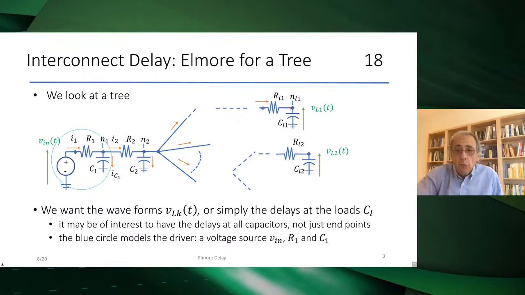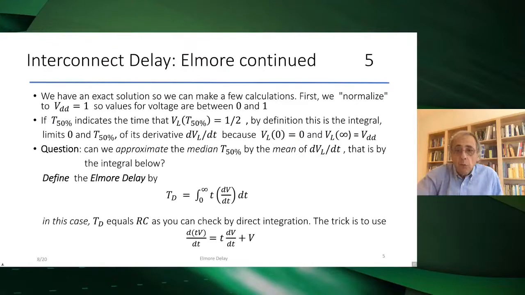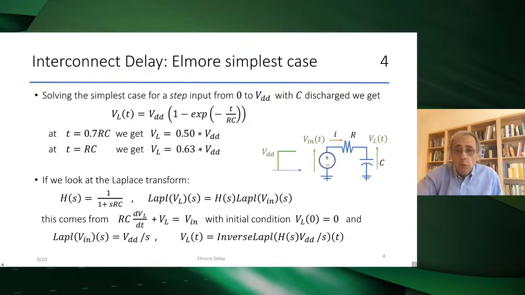But let's assume we have the tree here. So let's look at the very simplest case, because that will give you an idea of what could be happening here. So let's look at the very simple case that would be one voltage source, one resistance, and one capacitance. I'm sure all of you are going to remember this as the very first circuit that you analyze in your first class in circuit theory.